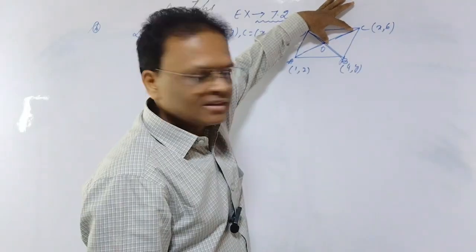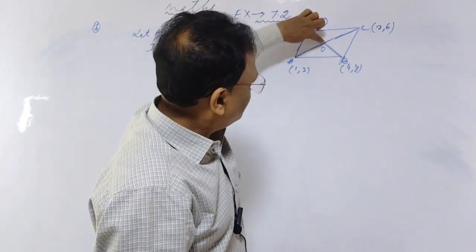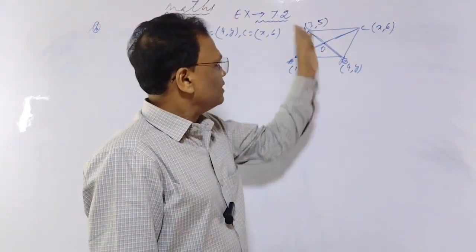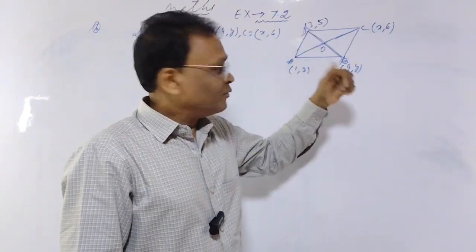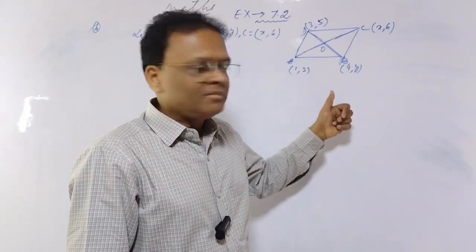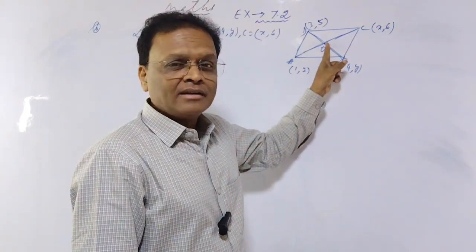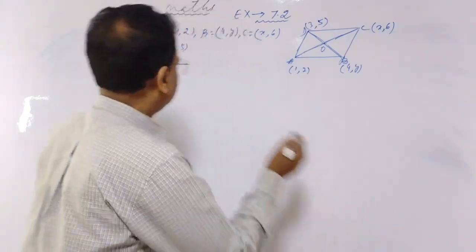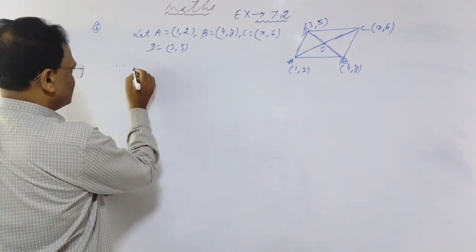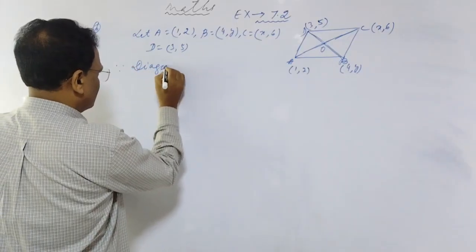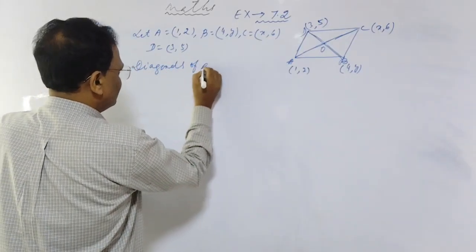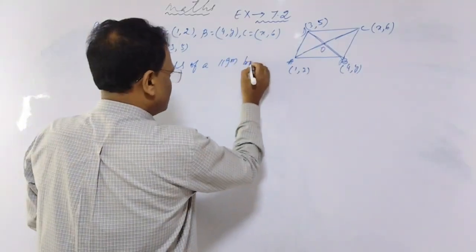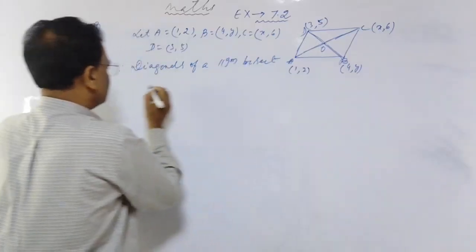AO will be equal to OC. That means O becomes the midpoint of AC. Again, this O becomes the midpoint of BD also. So from this, what are we getting? We are getting confirmed that yes, definitely, the midpoint of AC and the midpoint of BD are both equal. So now, since the diagonals of a parallelogram bisect each other.